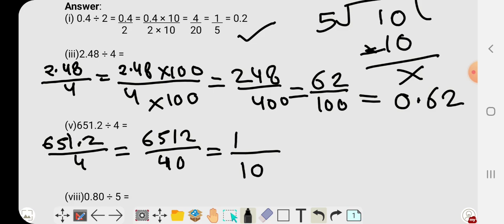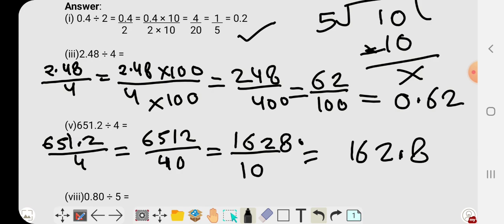4 ones are 4, 4 6s are 24, 1 remains 11. This is the division, this is the number that we get after dividing this by 4. And by dividing 1628 by 10 we get 162.8. Why? Because there is no decimal, so we consider the decimal after the number, and it will shift towards the left by one place because there is 10 only, so it will become 162.8.